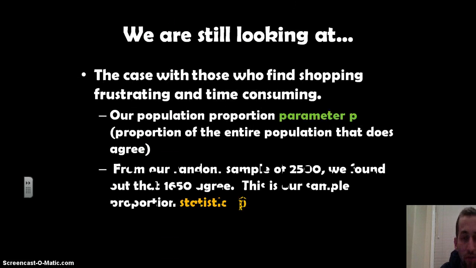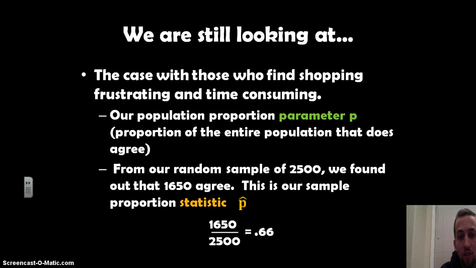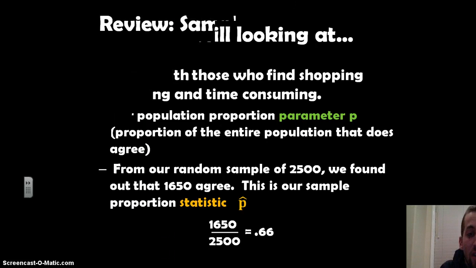But again, just a quick review. This is something, hopefully it was clear in your book, but 6.2, we're still looking at the same case we were looking at before with the shoppers, right? The question was, do you agree or disagree with the statement that shopping is time consuming. The population parameter was P, and then from our sample, P hat was 0.66, right?